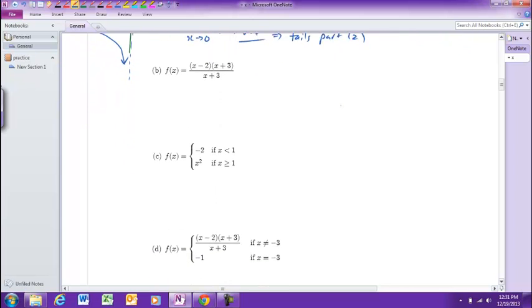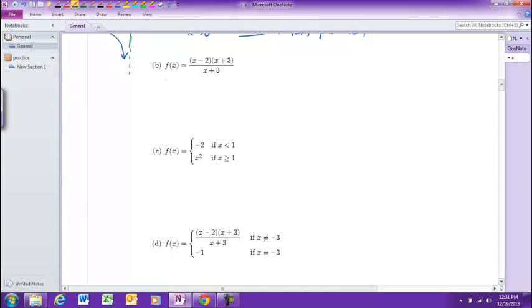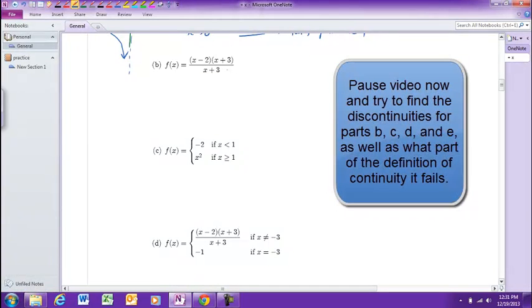Go ahead and pause the video now, and try to answer B, C, D, and E. So try to figure out where the function is discontinuous and what part of that definition it's failing. Pause the video now, work on that. You can unpause it if you get stuck or when you finish.